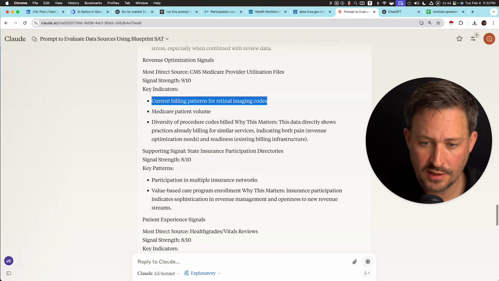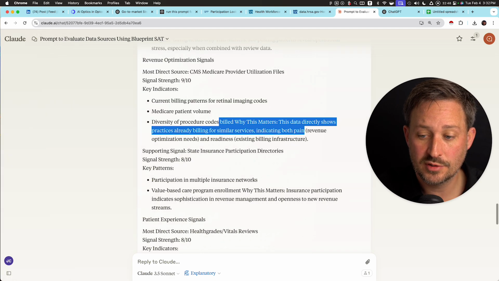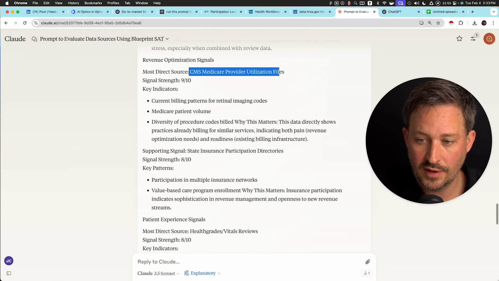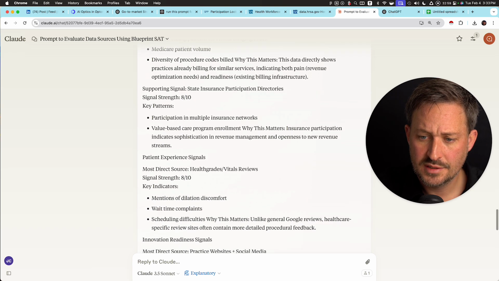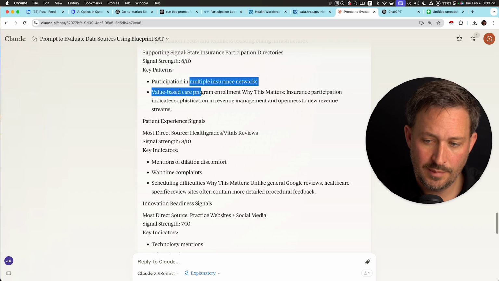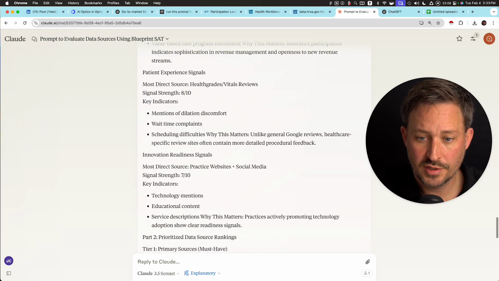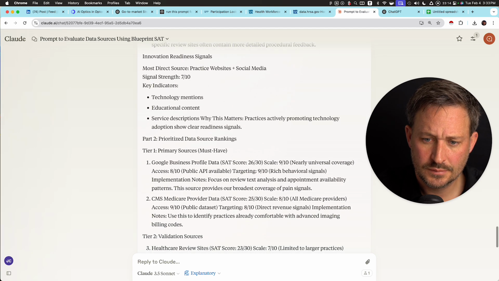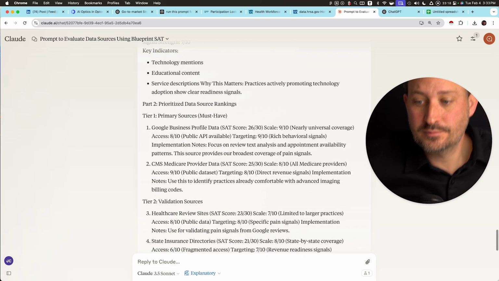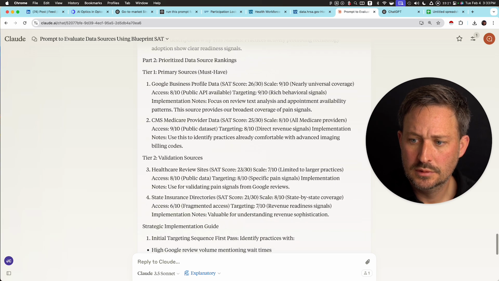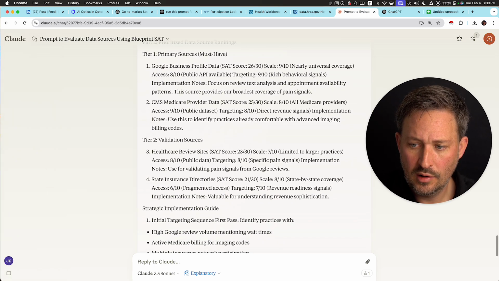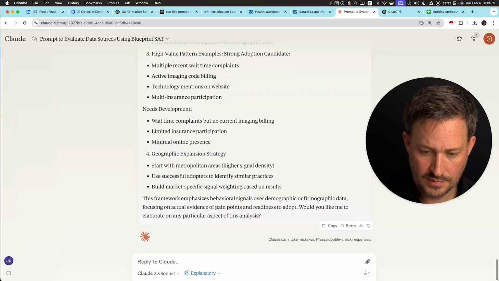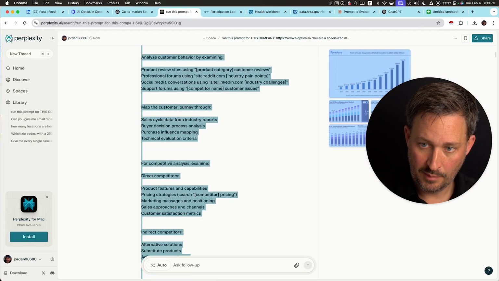This is really interesting. This data shows already billing for similar services, pain, revenue optimization, and readiness, existing billing infrastructure. This is probably amazing. CMS Medicare provider utilization files. So we have to go figure out if this is accessible. State insurance participation directories, maybe patient experience. This is really Healthgrades, Vitals reviews, wait times, dilation discomfort, really good. Technology mentions, education content. Yeah. Okay, great. Google Business Profile data, all Medicaid providers. Yeah, this is probably really interesting. Healthcare reviews, state insurance directories. I'm really liking what Claude's coming up with.